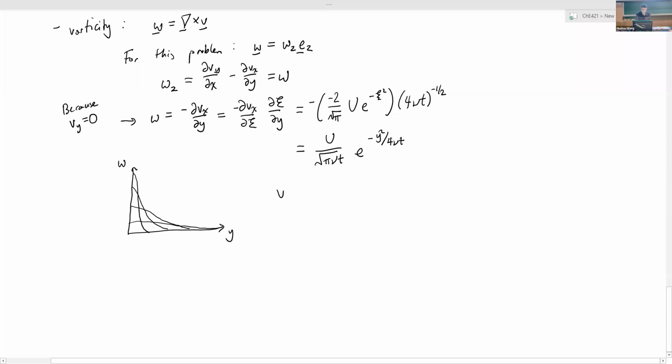So I'll say the vorticity distribution is initially a large spike that diffuses out with time. It broadens, right? And the distributions are Gaussian at all times.